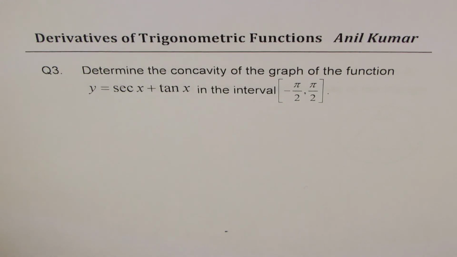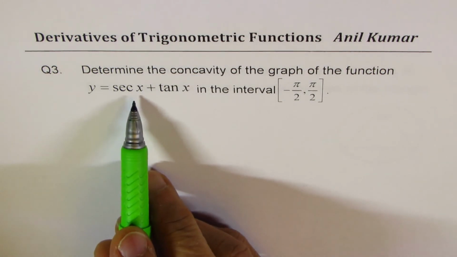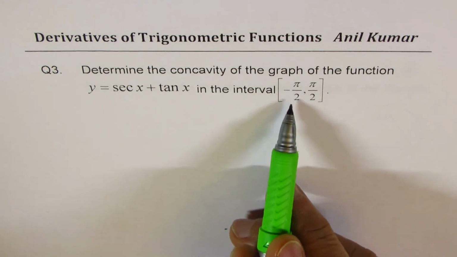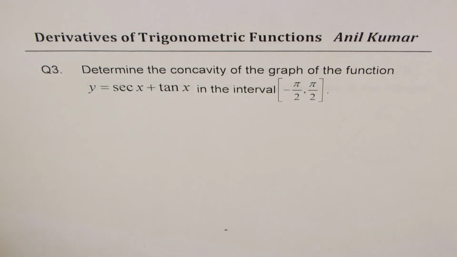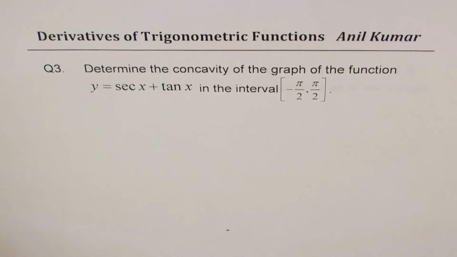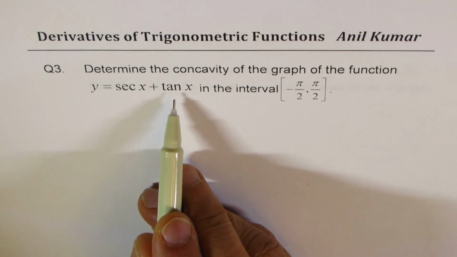Now here is question number 3. Determine the concavity of the graph of the function y equals secant x plus tan x in the interval minus pi by 2 to pi by 2. I'd like you to pause the video, answer this question, and then look into my suggestions. Now, what you really need here is to know the derivative of secant x and tan x.